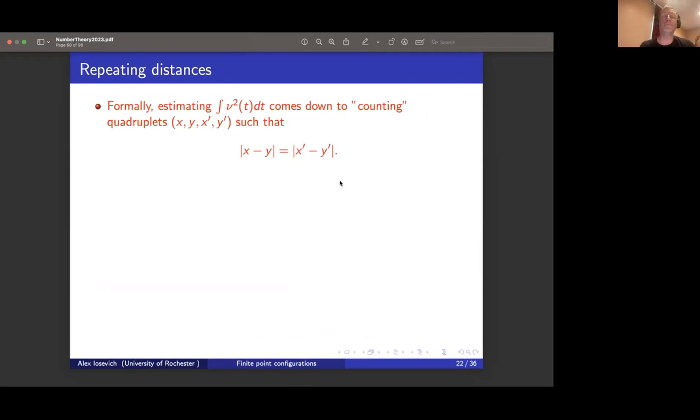And so what does it take to estimate the L2 norm squared of the distance measure? Well, this comes down to counting quadruplets. Again, I'm using the word counting in quotations. Quadruplets x, y, x prime, and y prime, such that the distance from x to y is equal to the distance from x prime to y prime.